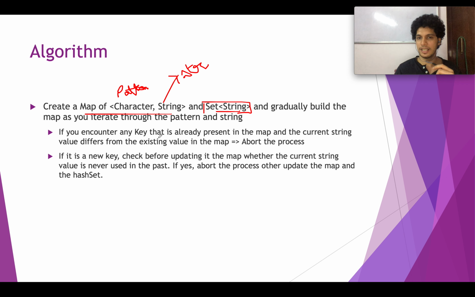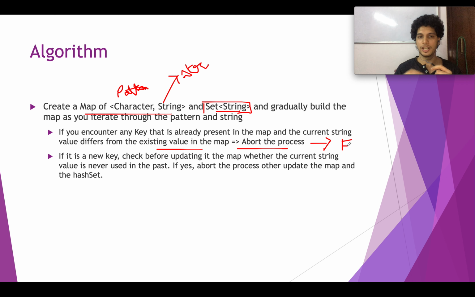If you encounter any key that is already present in the map, and the current string value differs from the existing string value in the map, abort the process. As in the second example, where you returned false because cat already existed against B and you were trying to put fish there. So you abort the process and return false.